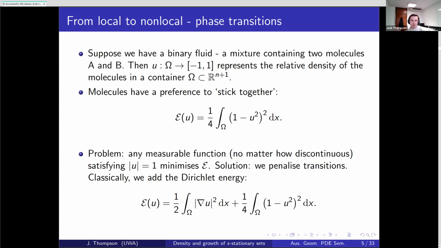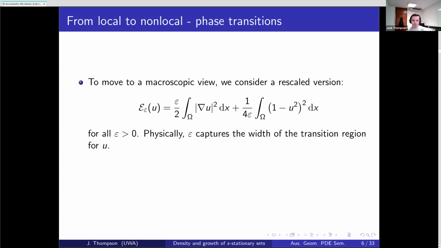And it's been proposed to model phase transitions in fluids, superconductivity, and also some models in biology. Now, in this sort of model, we're modeling the microscopic interactions between molecules. But maybe we want to think about, well, that's all good on a microscopic level, but what happens on a macroscopic level? What do we see?